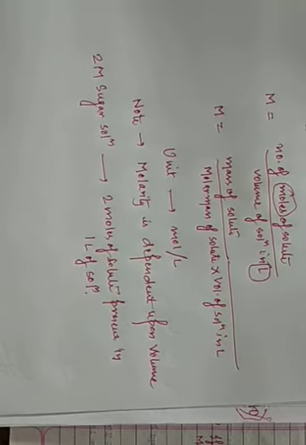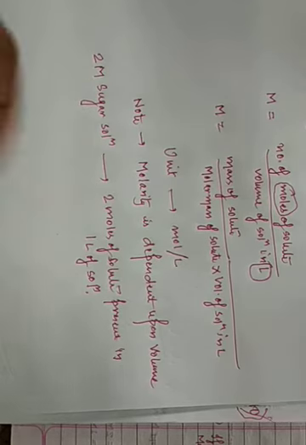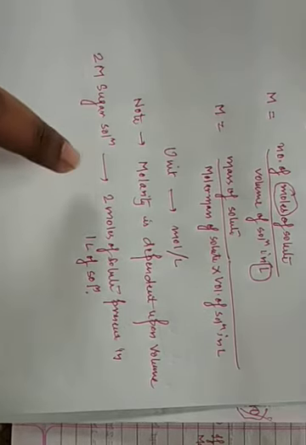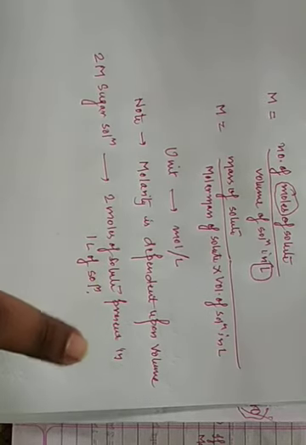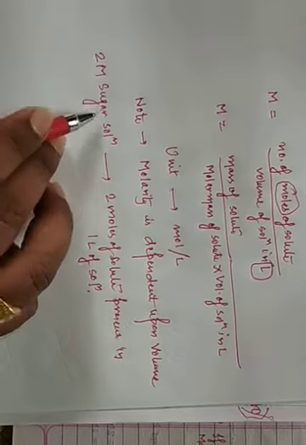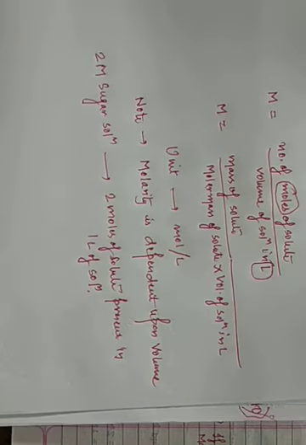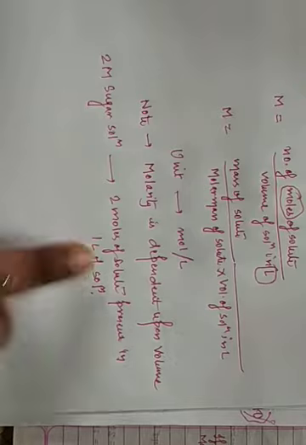Very easy. Suppose you have 5 molar sugar solution or another substance. Suppose you have 5 molar NaOH solution. It means 5 moles of NaOH dissolved in 1 liter of solution. Now here the solute is what? Sugar. So 2 moles of sugar present in 1 liter of solution. Okay, clear? 100% clear?